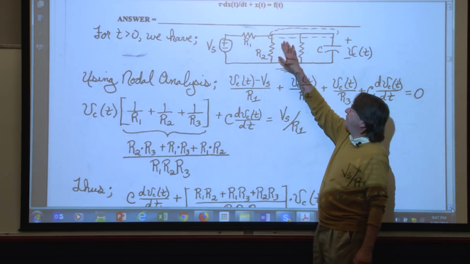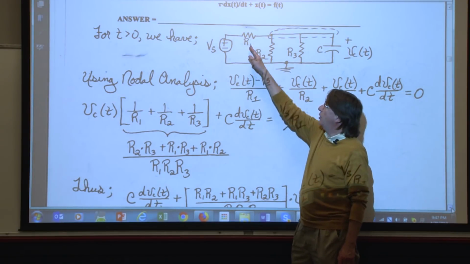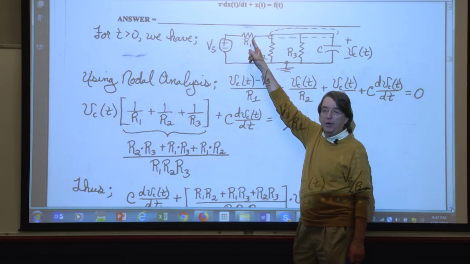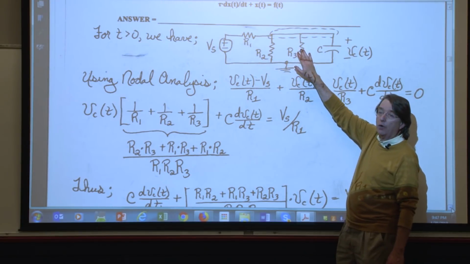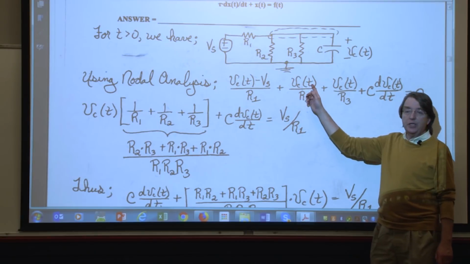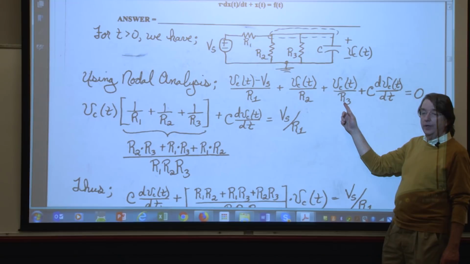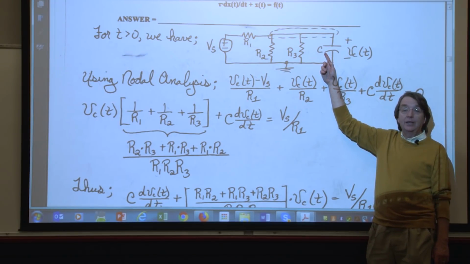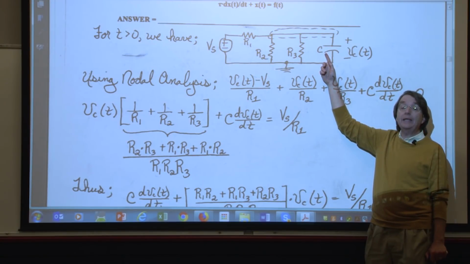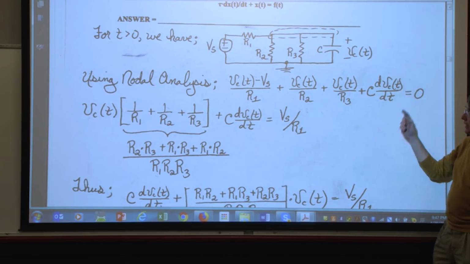So this is V sub C of t up here. So V sub C of t minus Vs over R1, that's the current through this branch. I then want the current through R2, and then the current through R3. It's V sub C of t over R2 plus V sub C of t over R3. Then, for one of the last times together, we'll write the current through the capacitor, I equals C dV/dt. So I then get C dV/dt equals 0.